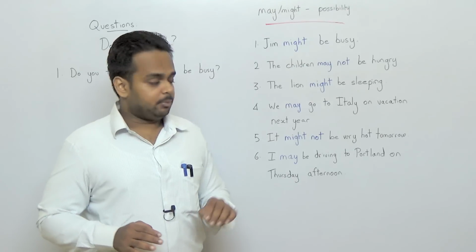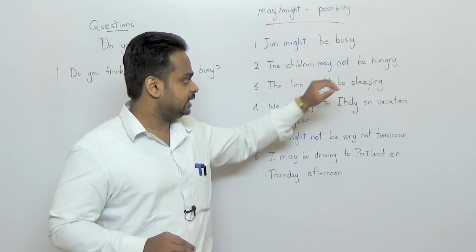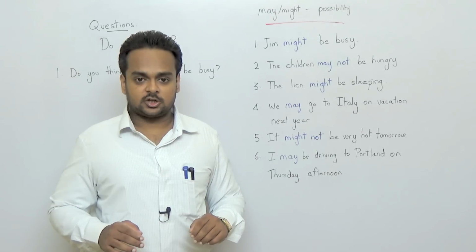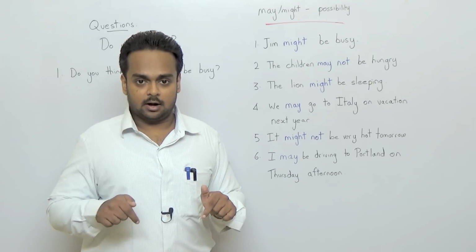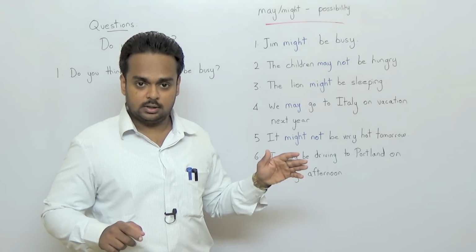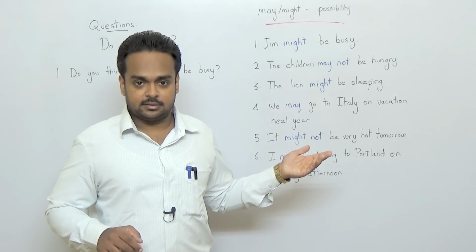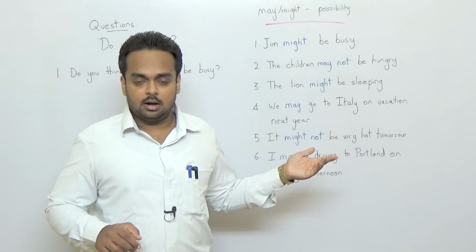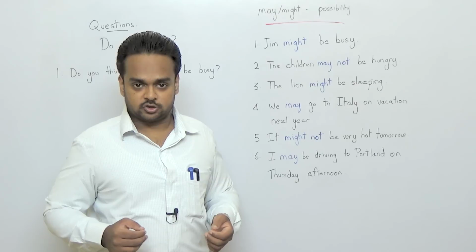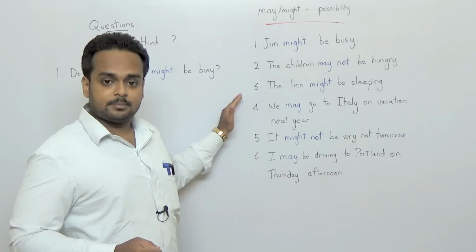Notice that in this example, we are guessing about a continuous action. And the action here is sleeping. So we're making a guess about an action that's happening right now. The lion might be sleeping right now. It's not a finished action. It's not a single action, but an action in progress. This can be anything. It can be eating. So we could say the lion might be eating. So any continuous action. In all of these sentences, we're talking about the present tense.